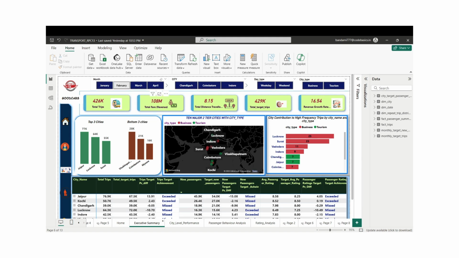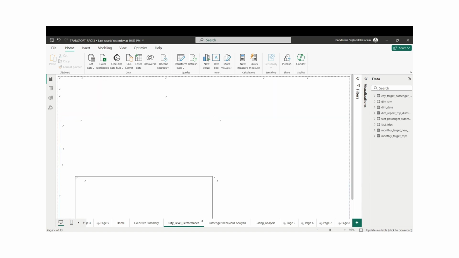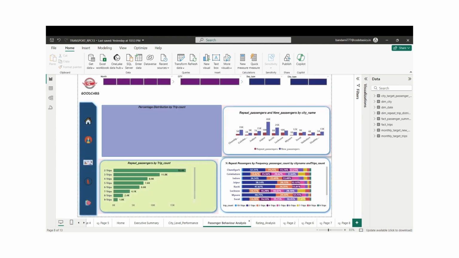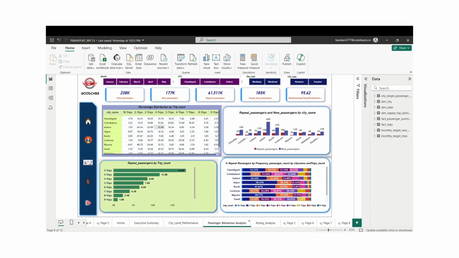And these are the slicers of month, city, day type, city type, and the key metrics of total trips, total fare revenue, total distance travelled, total target trips, and revenue growth rate. City level performance dashboard shows the total fare revenue by city name and month name, average fare and distance ratio by city, total trips by city name and month name, total weekday trips and total weekend trips by day type and city name.